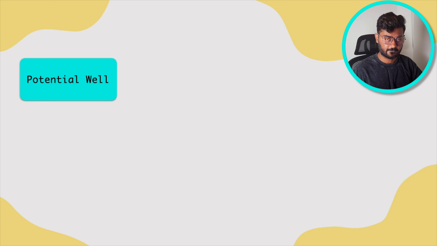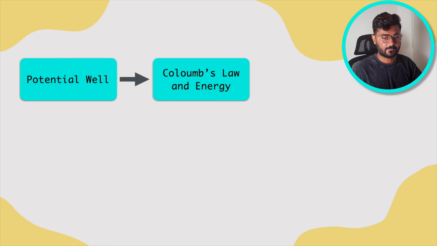So in this video, we'll be looking at what happens when you bring two atoms close together. Basically, we'll be looking at the energy profiles. We'll get started with what a potential well is. And once we understand what a potential well is, we'll look at why the profile of the potential well is the way it is. For that, we'll have to revisit a few basic concepts in physics, that is Coulomb's law and the electrostatic potential energy.